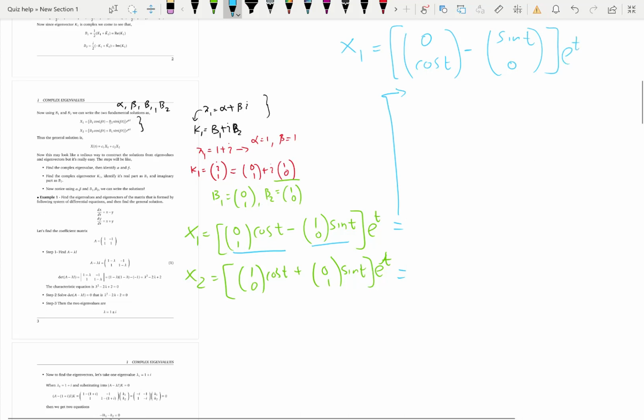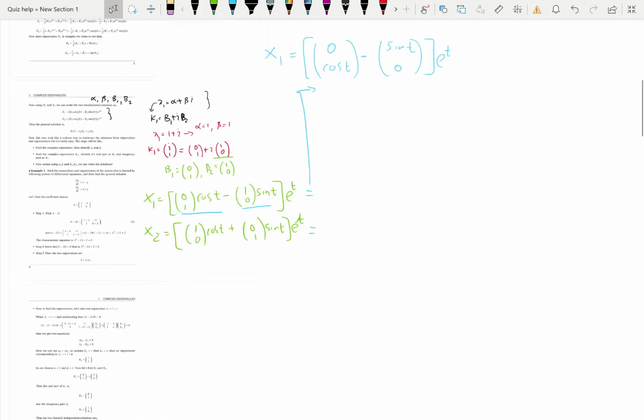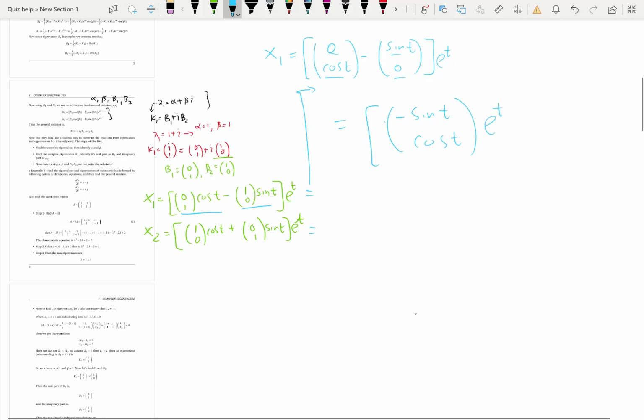So if you subtract, what do you get for x1? 0 minus sine t is minus sine t. You subtract element by element. Cosine t minus 0 is cosine t. And this is times e to the t, right? So that is the simpler version of x1.